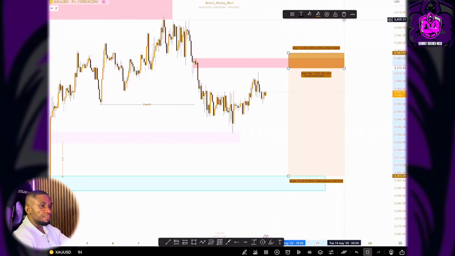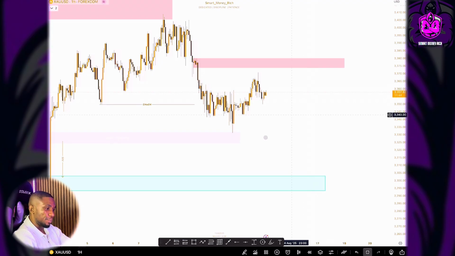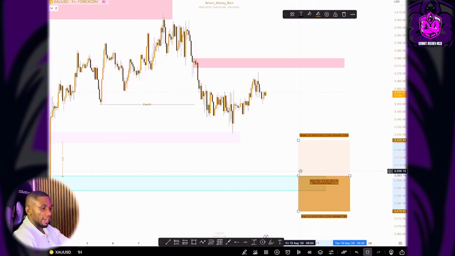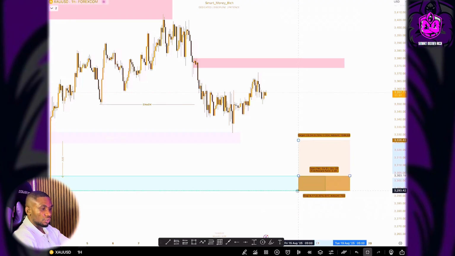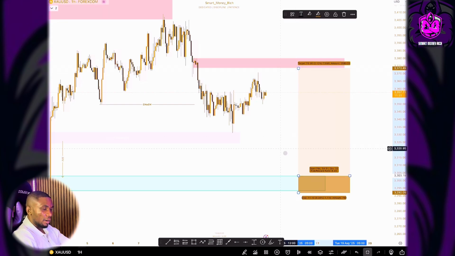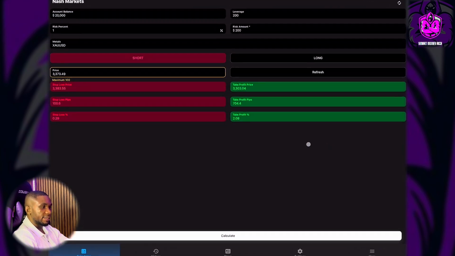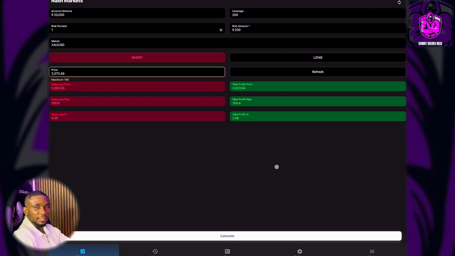Let's say, for example, we are going long, the opposite. So you pick your long position. This will be my entry, my stop loss right down here, and then I'm targeting to take profit at this supply. Now we go back to Nash Markets. Remember, we are risking the same amount, right?